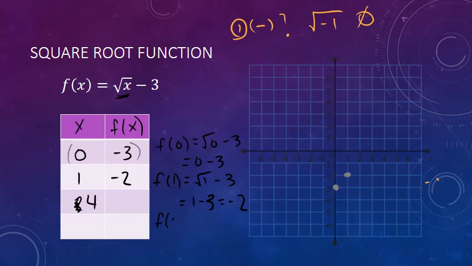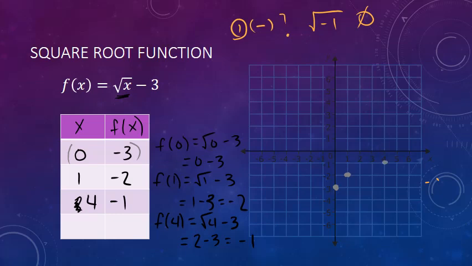So that's why I'm going to use that number. I'm going to plug in 4. I'd have square root of 4 minus 3. Since I know the square root of 4 is 2, 2 minus 3 would be -1. So the point that I'm going to plot will be the point 4, -1.